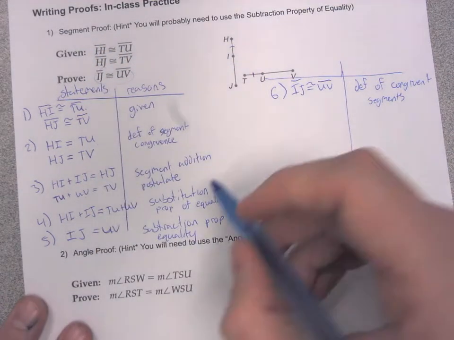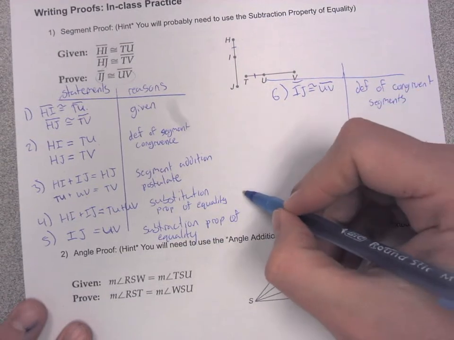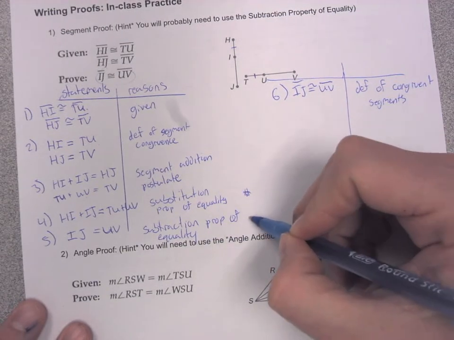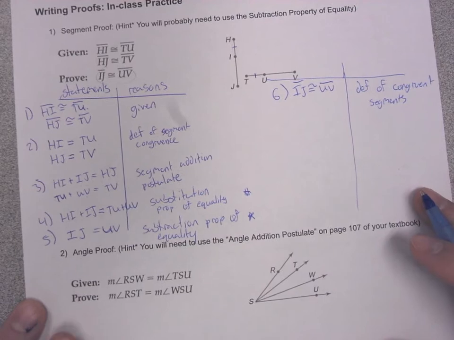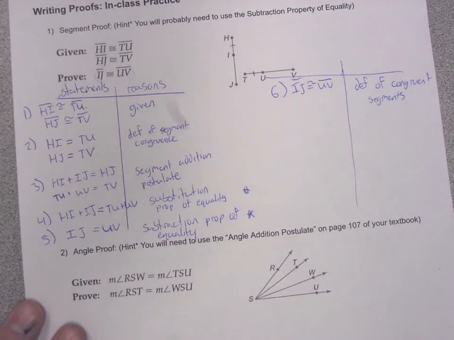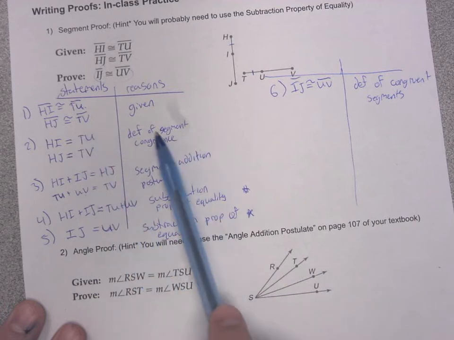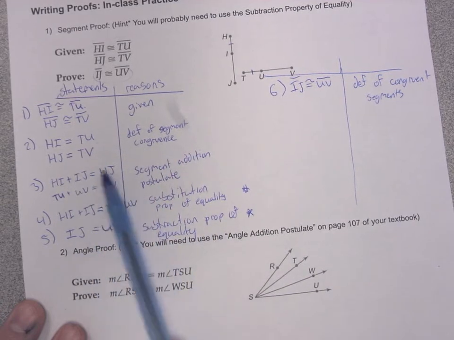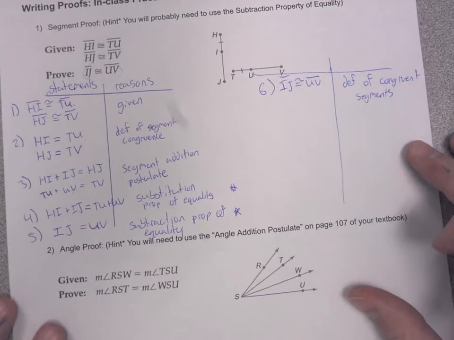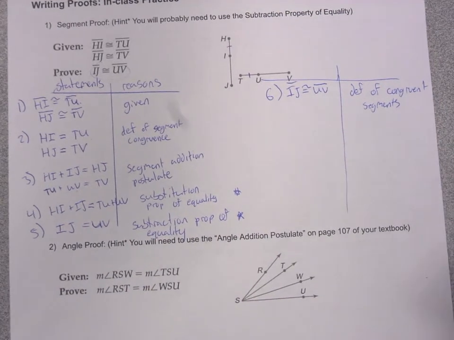So there's a couple properties of equality here. Substitution right here and subtraction right here. Okay, we have to have equations in order to do that, and so we can't stay in with congruence. We have to transfer it to equations, then we can use all of our equation stuff, and then we transfer it back to congruence. Okay, so that's just another example of a segment proof.